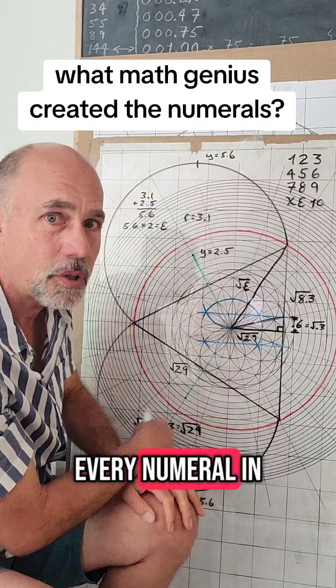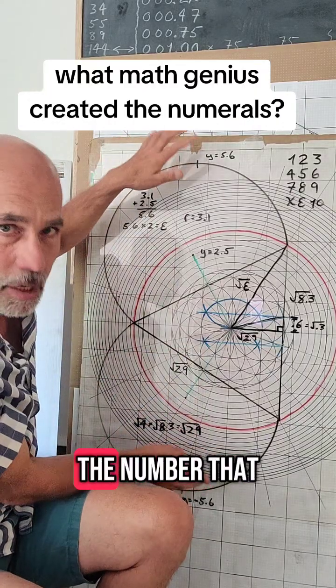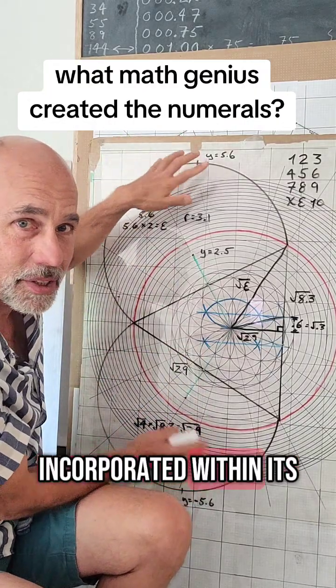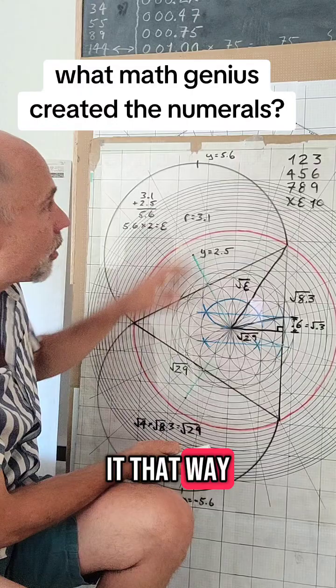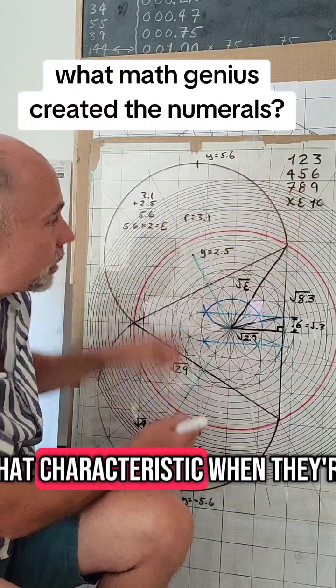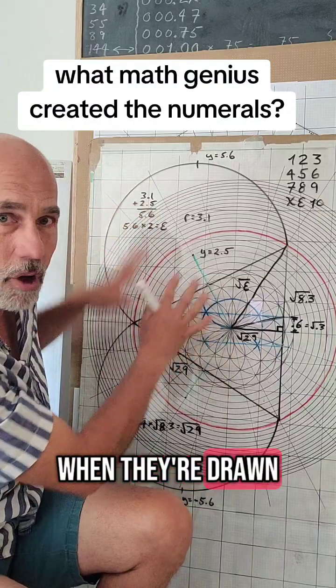So every numeral in the series has the value of the number that it represents incorporated within its design. So that's why that numeral looks the way it does. Someone designed it that way, and all of these numerals have that characteristic when they're drawn on this pattern.